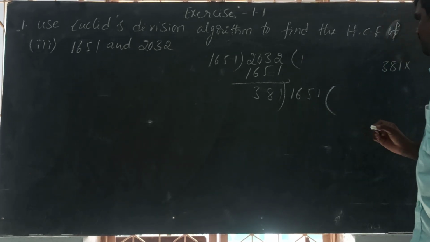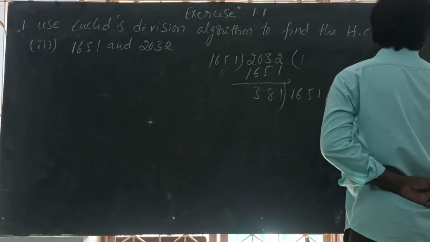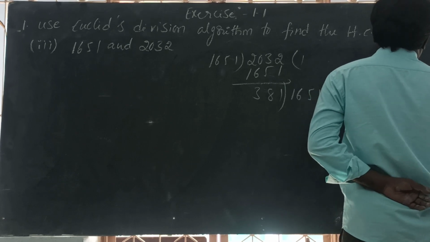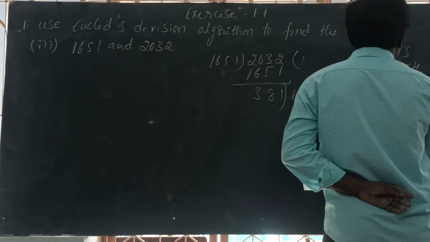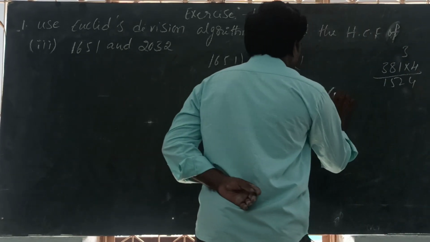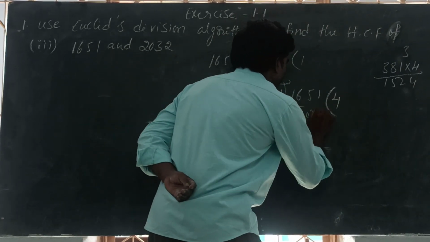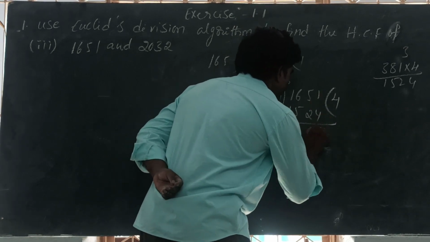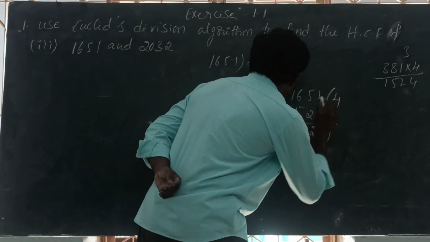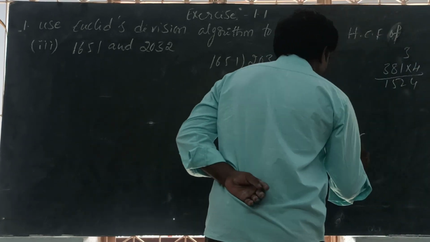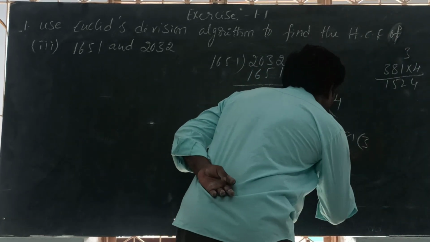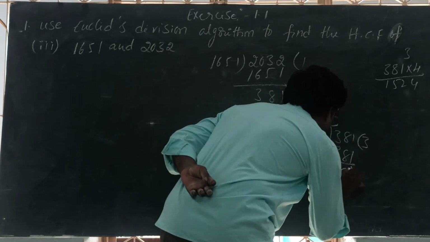Now 1651 is divided by 381. 4 times 381 is 1524, so the remainder is 127. Then 381 divided by 127: 3 times 127 is 381, and the remainder is 0.